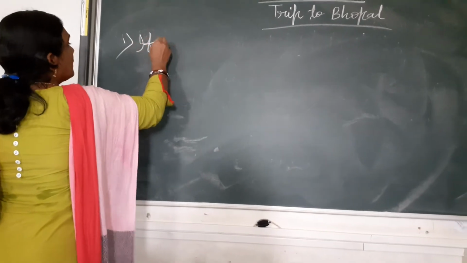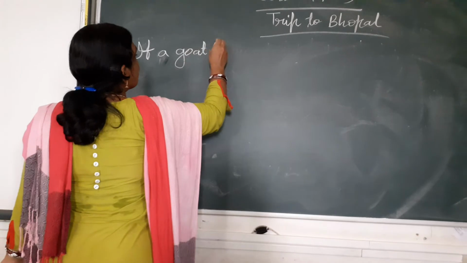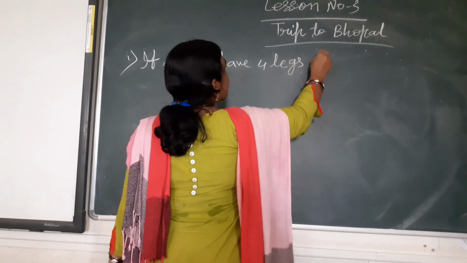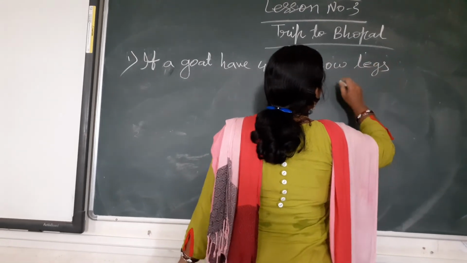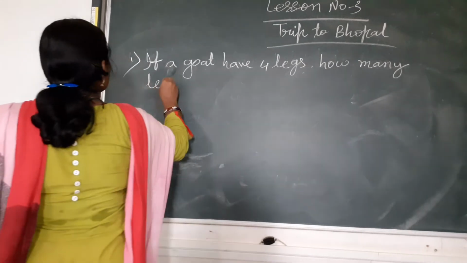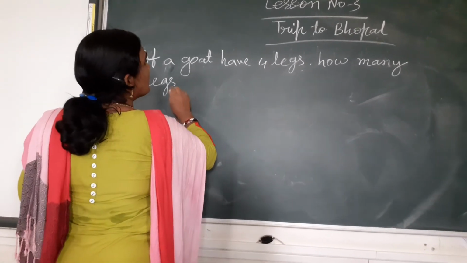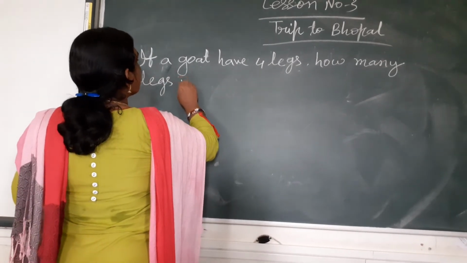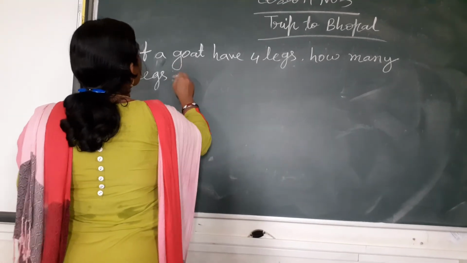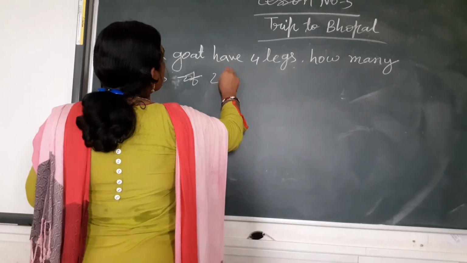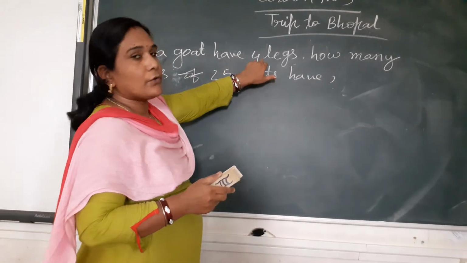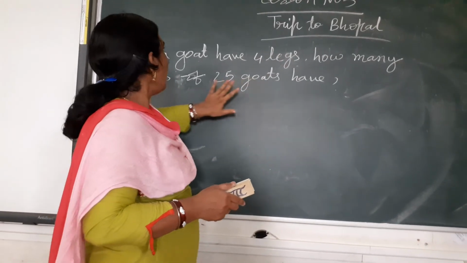If a goat has 4 legs, how many legs do 25 goats have? A goat has only 4 legs. So how many legs do 25 goats have?